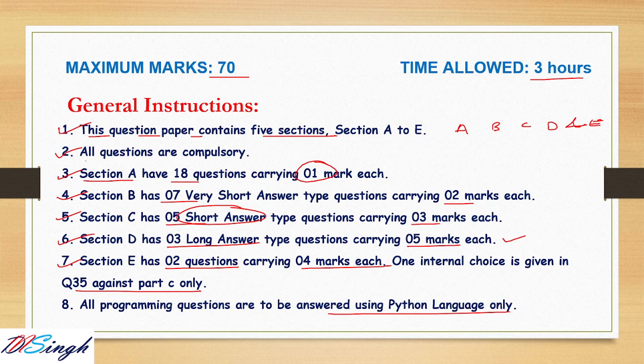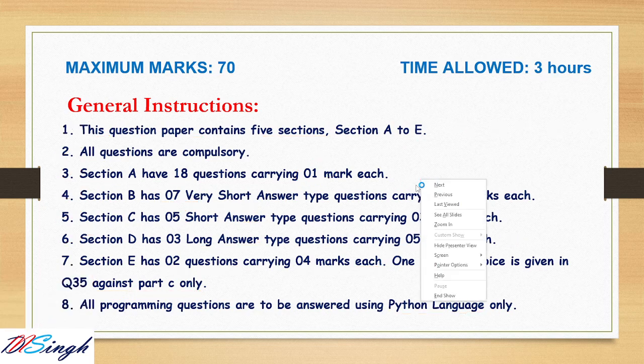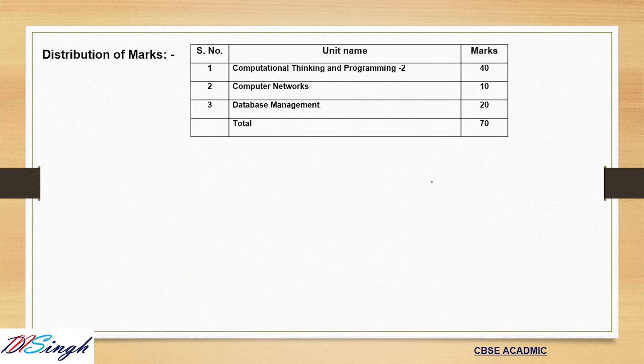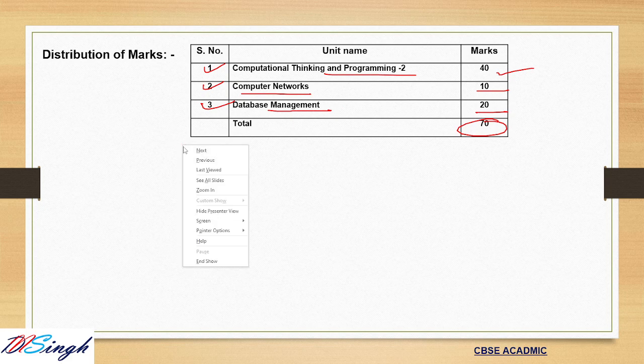So first I should erase all this annotation and go to the next slide. Now you see in the next slide the distribution of marks as per our syllabus. Here you have 3 units split up in our syllabus: computational thinking and programming for 40 marks, then we have computer network for 10 marks and database management for 20 marks. A total of 70 marks are allocated for the theory part.